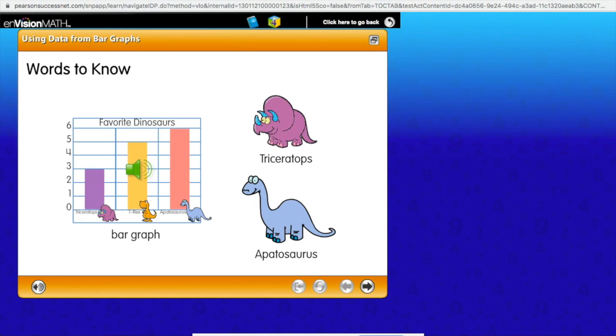Our words to know. Bar graph. Triceratops. Apatosaurus.